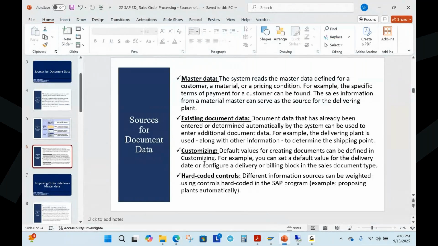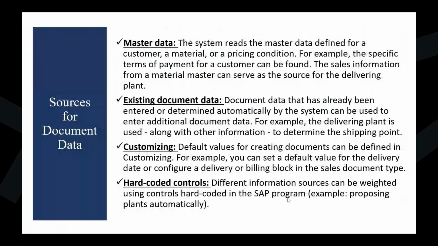Okay, next one is customizing. I'll show you this customizing also. Default values for creating documents can be defined in customizing. For example, you can set a default value for the delivery date or configure a delivery or billing block in the sales document type. Suppose I will show you this.